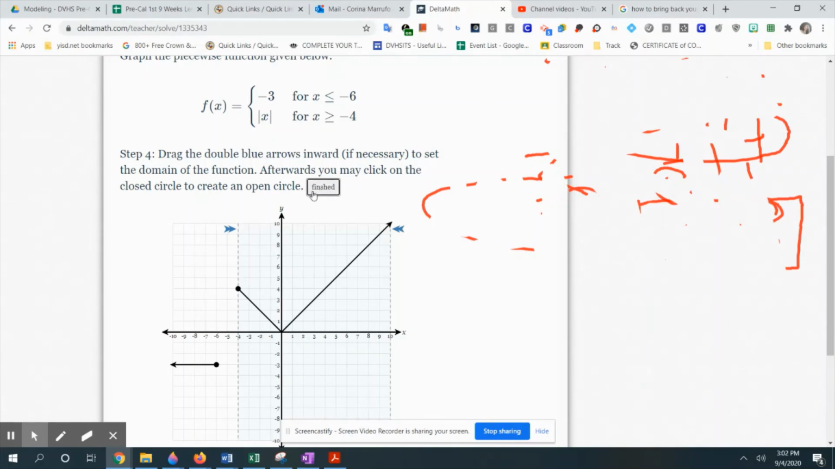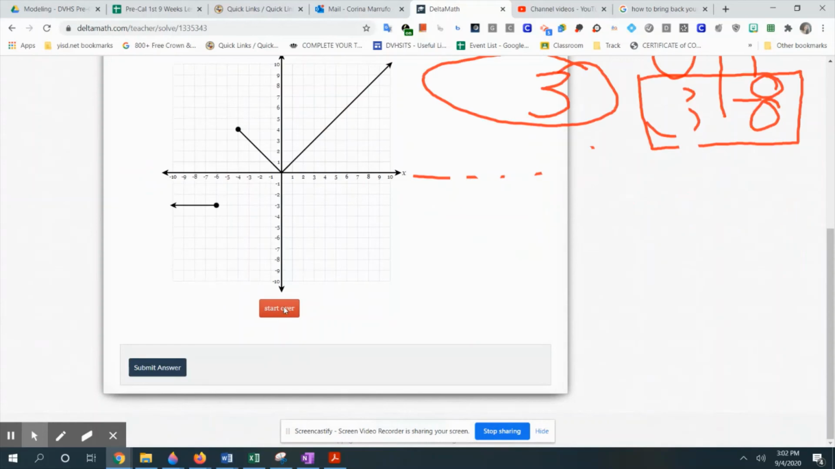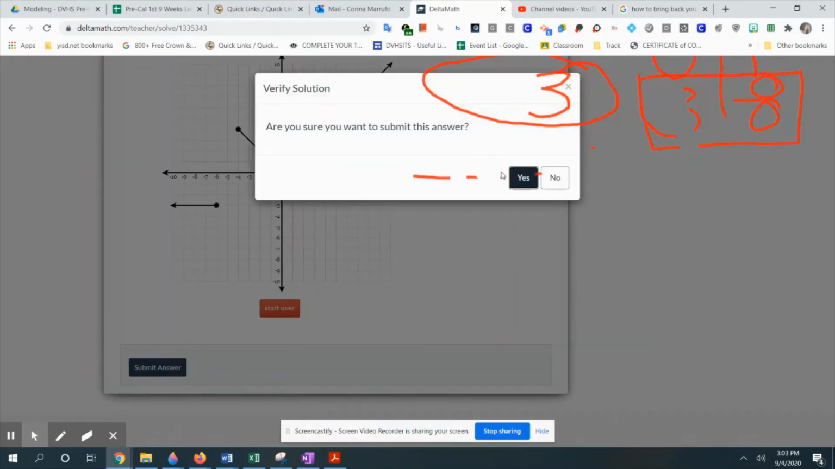I click finished. And this is a start over button. Don't press that to submit. Click submit answer. Yes.